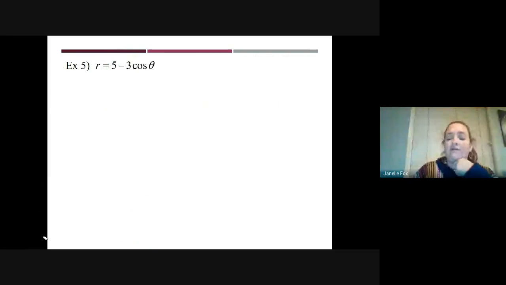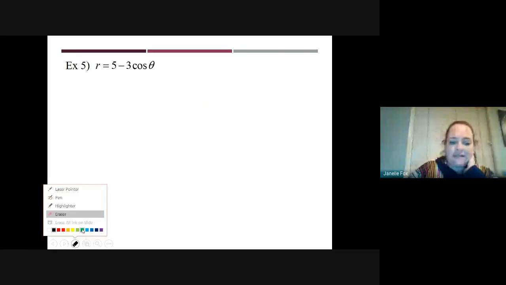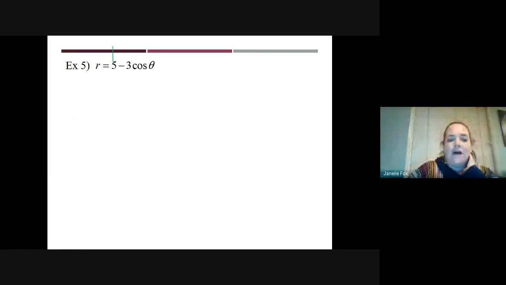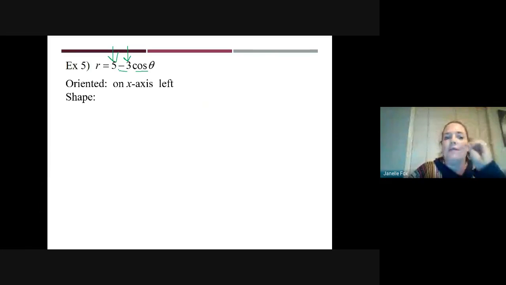Let's go to example number 5. I'm trying to do one example of each so we can make sure we know what it looks like. This guy right here has a 5 and a 3. Those are the numbers we're going to latch on to. Where is this guy oriented? There is a negative and a cosine. And so it's on the x-axis, and it is mostly to the left. The bulk of the shape will be on the negative x-axis. The 5 is what we would call slightly larger than 3 because it's not twice as big, and so this is the dented one.